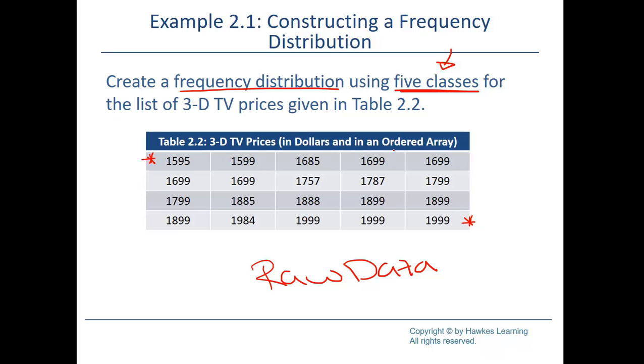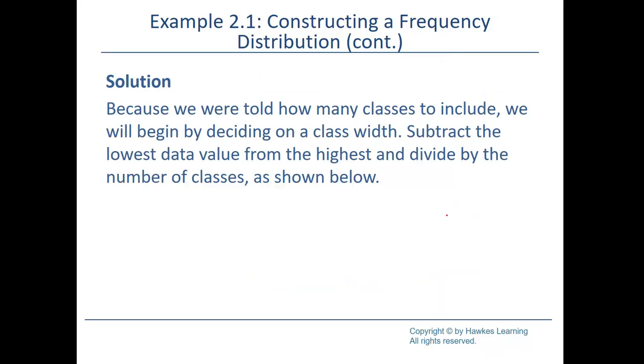This is an ordered array, meaning it is in that beautiful from small to large order. So I'm making note of what's the smallest and what's the largest because I'm going to need that in a second. Okay, so because we were told how many classes to have, we're going to start by figuring out what that class width is. So that's like step 2 in the problem.